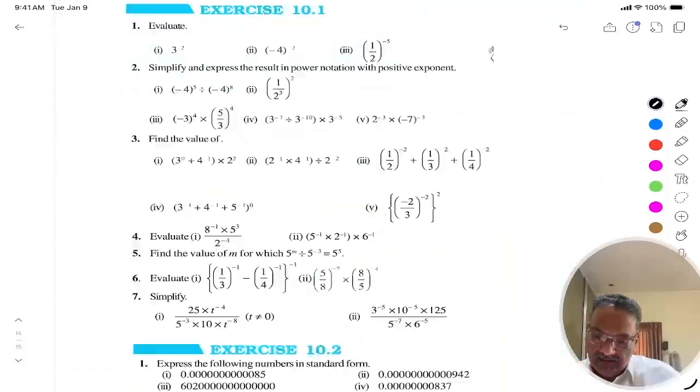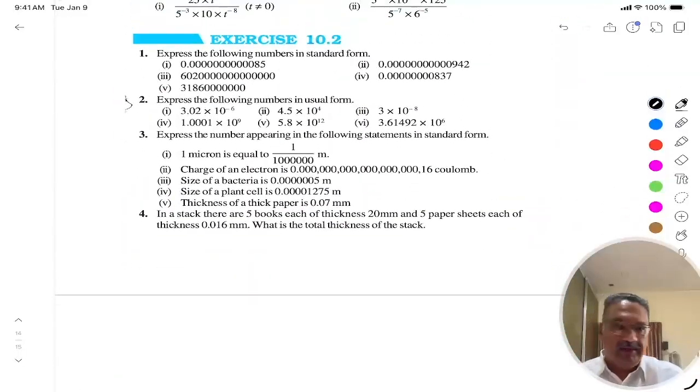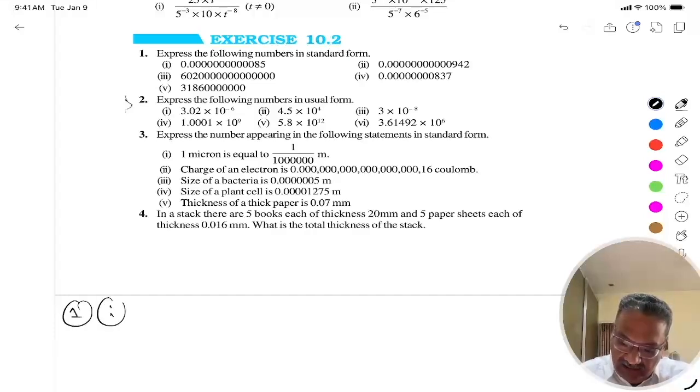Next, exercise 10.2. We'll solve this fast. Express the following numbers in standard form. First one, standard form.